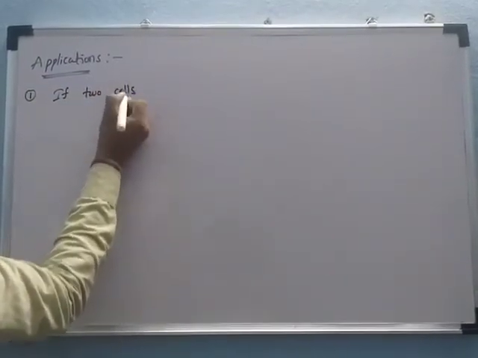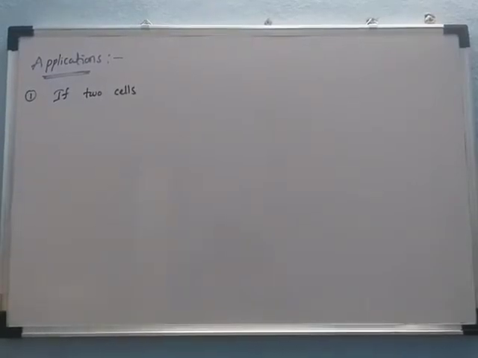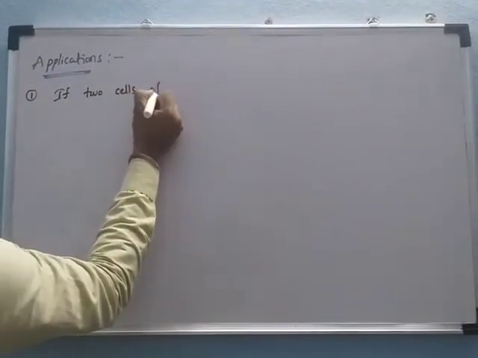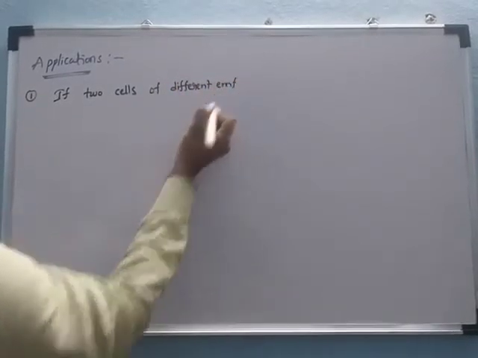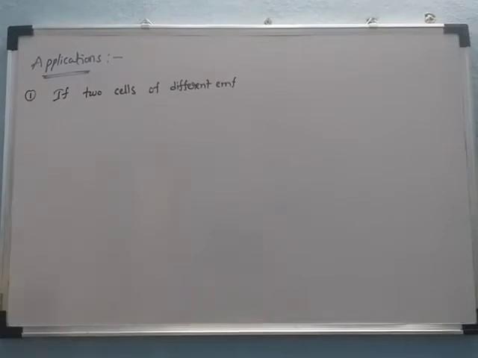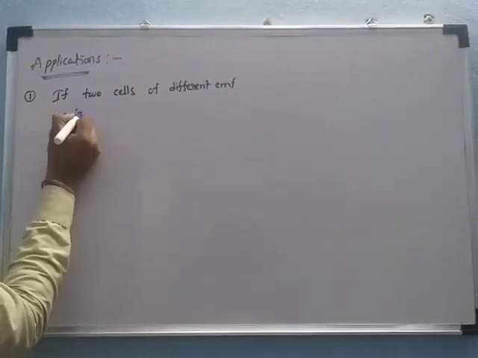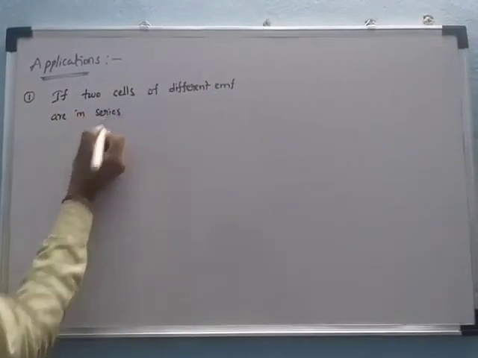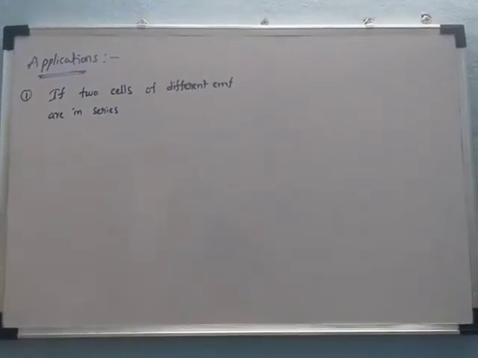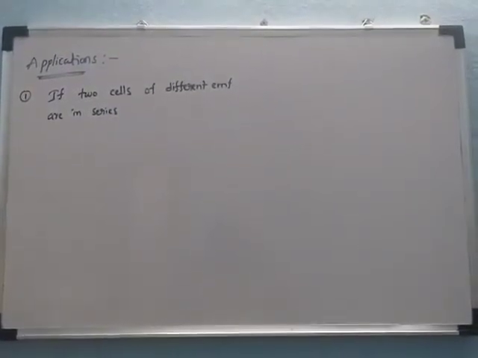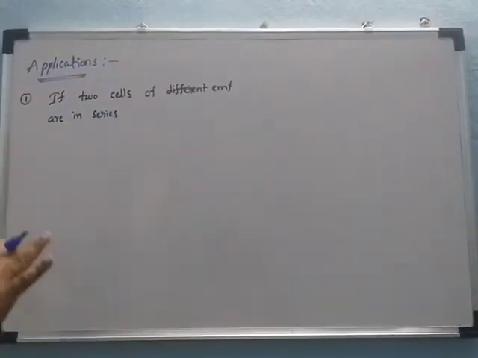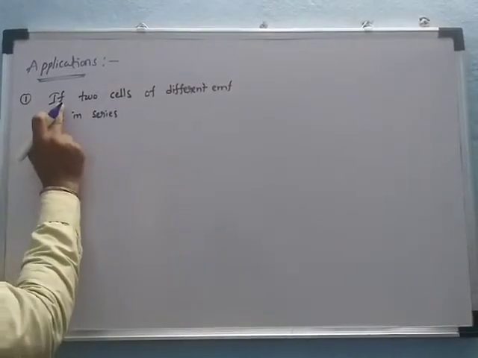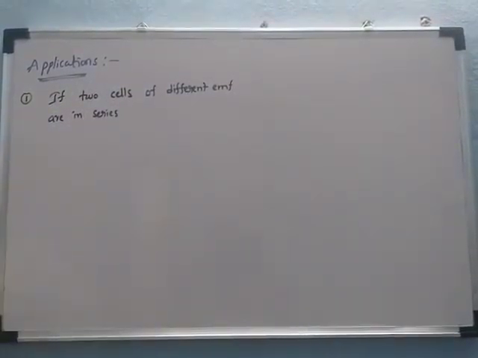if two cells of different EMF are in series, then we can find out its EMF, resistance and the current in a circuit. Before we see the series combination where all cells have the same EMF, the first condition here is two cells of different EMF.